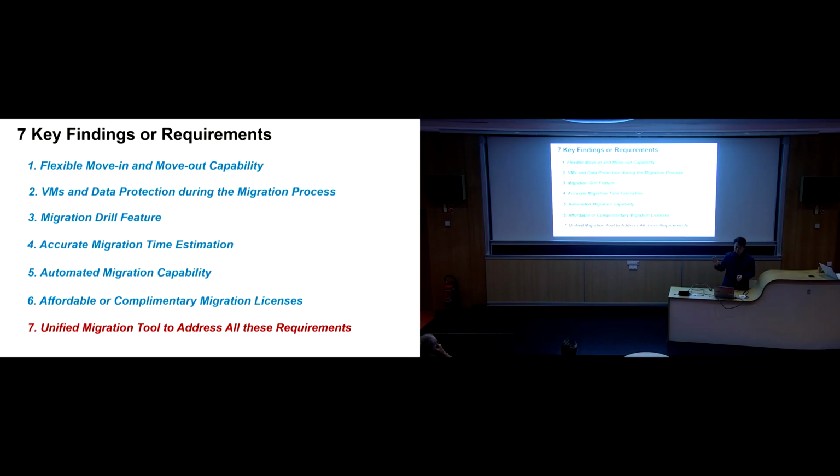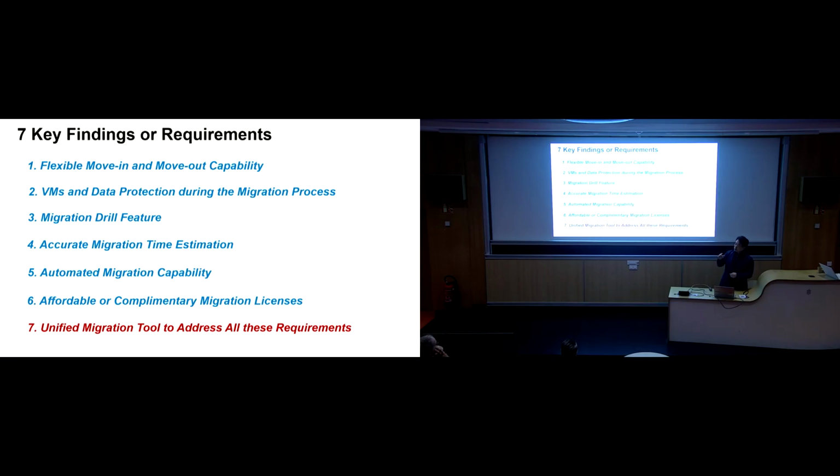Now let me summarize the 7 key findings and requirements. They wanted a flexible move in and move out capability for virtual machines, like a container. This is a native capability of the container. However, virtual machines don't have this capability. But now, virtual machines will have flexible move in and out capability across any hypervisor or any different cloud platforms.